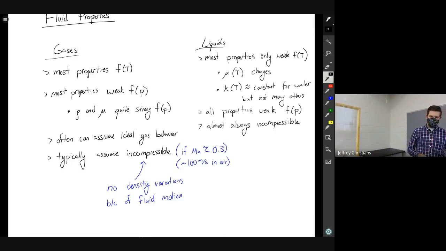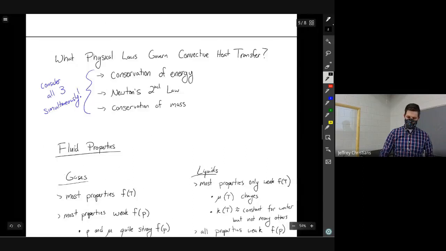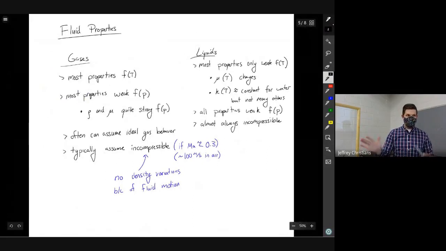We almost never need to care about density changes in liquids unless it's a really specialized case. So we'll look again at our simple flow over a flat plate. We're going to use a lot of these simplifications. They're not all true, so I wanted to lay out which ones are true and when they are true. They're not all true all the time, but we're going to use them to simplify things.